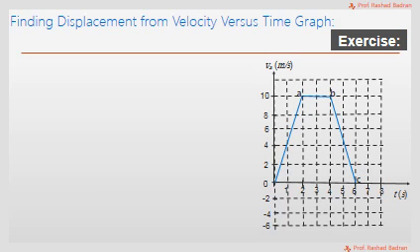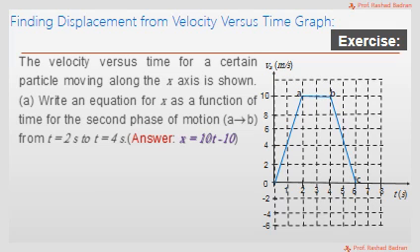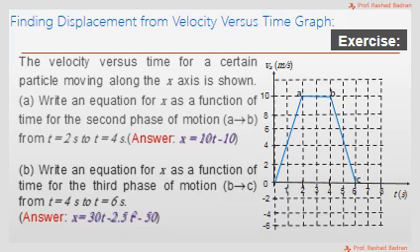Well, we can solve this exercise by following the same method as before for the position of the particle for phase 1 to find the equation for x in the second phase. And the answer is given as this. And also we need to find an equation for x as a function of time for the first phase, and the answer is given as 30t minus 2.5t squared minus 50.